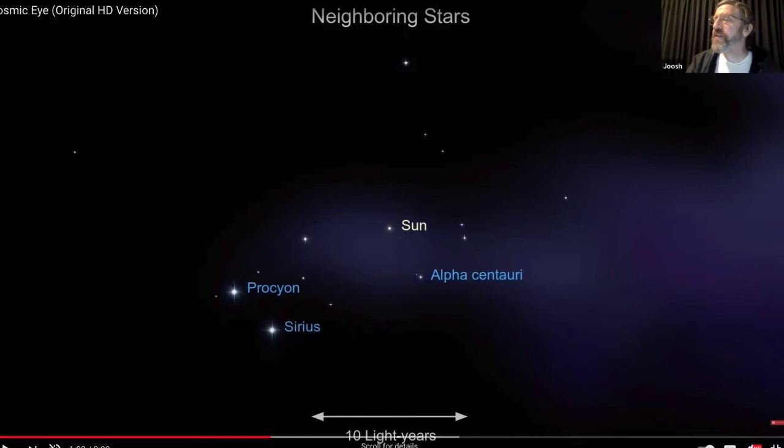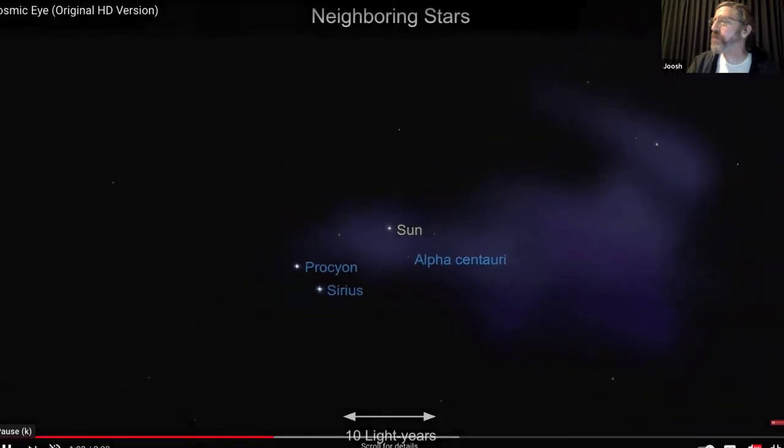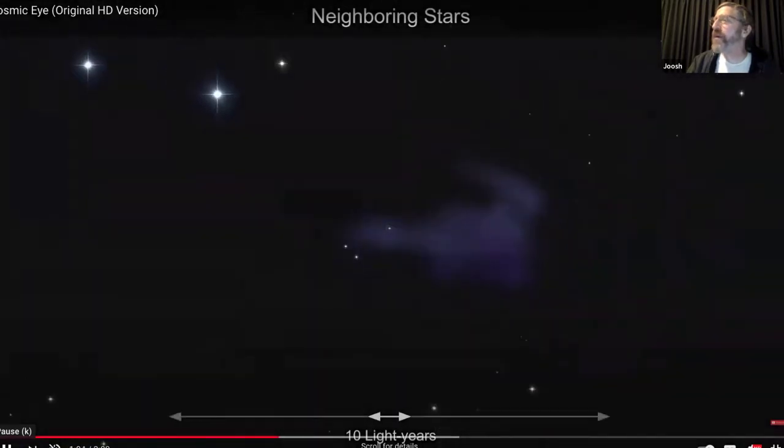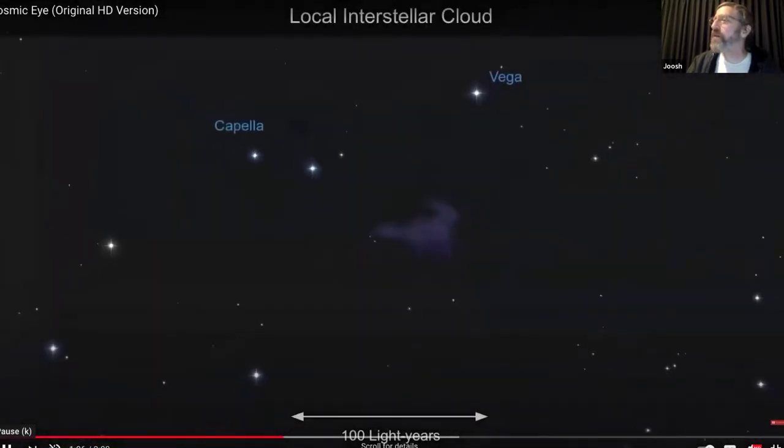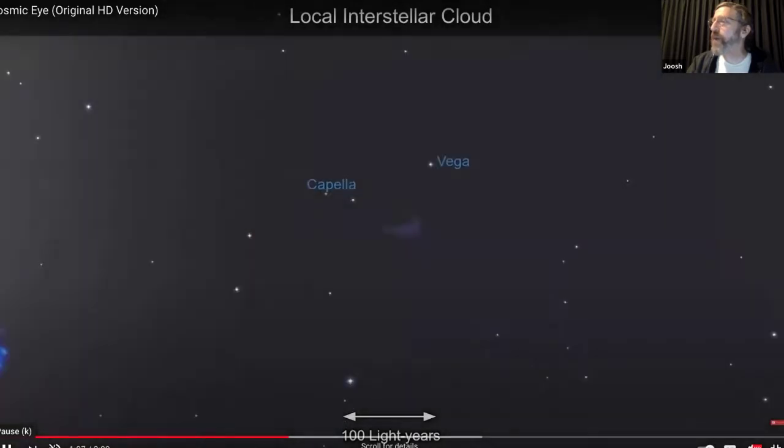Procyon and Sirius, these are the dog stars. When you see stars close together in the sky, they're not necessarily close together, but these are. Procyon and Sirius are literally close together, and they're two of the closest stars to us. And if we keep backing out, you see some other cool stuff. Okay, some other stars you might recognize, Vega, Capella.